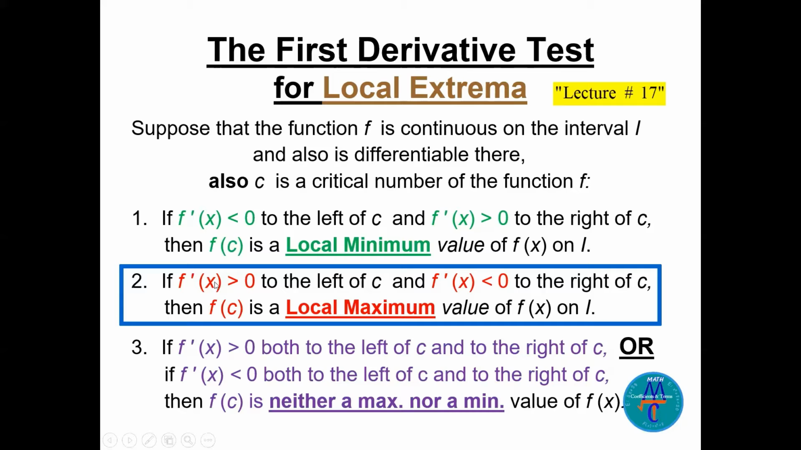Also, if we have the derivative greater than 0, positive to the left of c, and f prime is negative to the right of c, then there is a local maximum. If there is no change in the sign of f prime, then the function has neither a max nor a min.